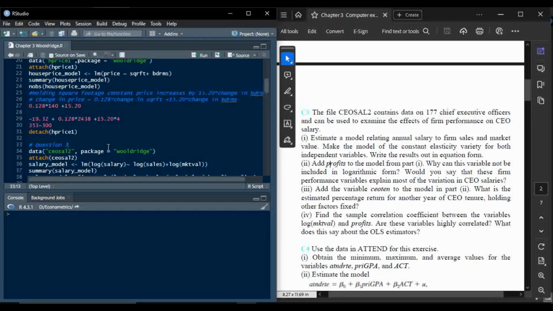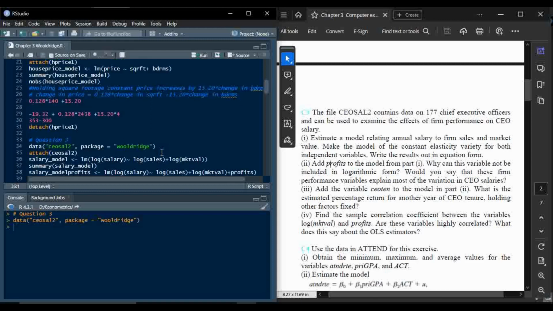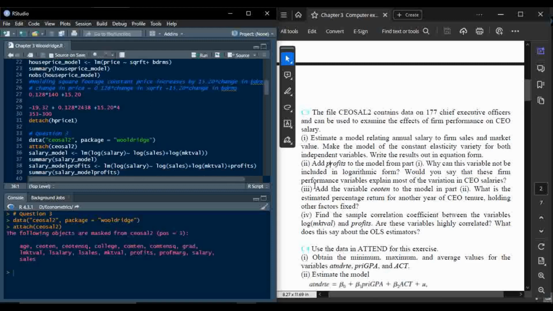Now coming to question number 3, it utilizes dataset CEO Cell 2. It contains data on 177 chief executive officers, and it can be used to examine the effects of firm performance on CEO salary. Okay, now let's call this dataset by typing CEO Cell 2 from the package voltage, press Ctrl plus Enter and attach this dataset.